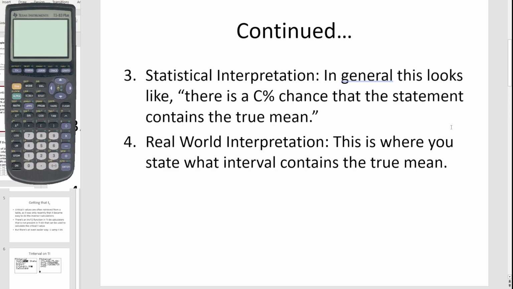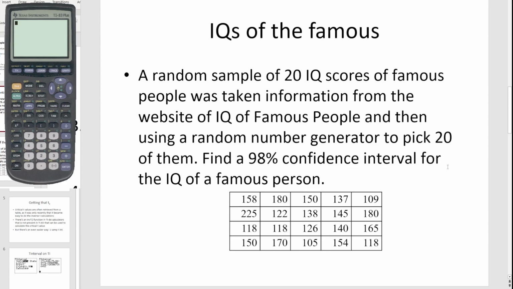Again, we have this statistical interpretation, which in general looks like there's a C% chance that the statement contains the true mean. And there's this real-world interpretation, which is almost the same thing, but this is just where you state what interval contains the true mean. Again, our critical value is a value from students' t distribution. This is a distribution created by a man named W.S. Gossett, who is the head brewmaster at Guinness. Interestingly enough.